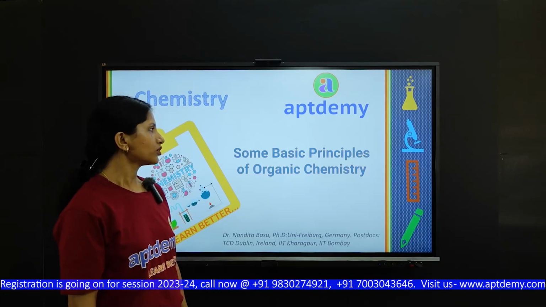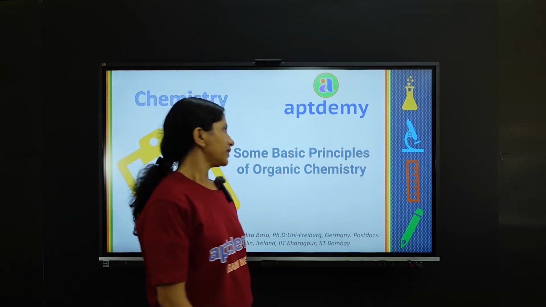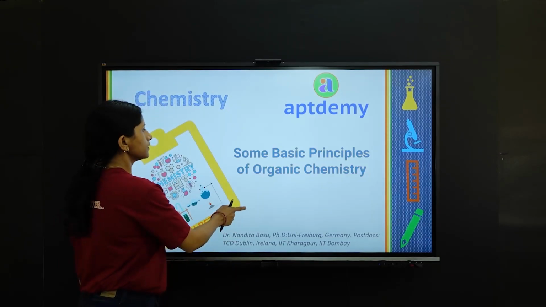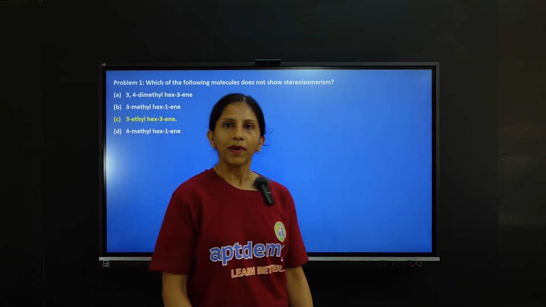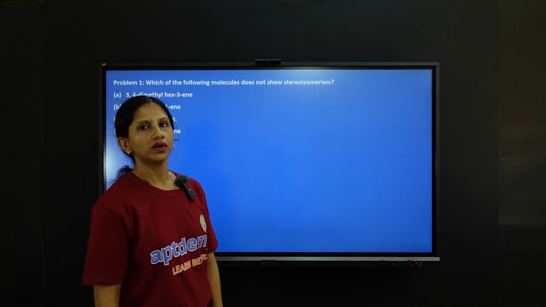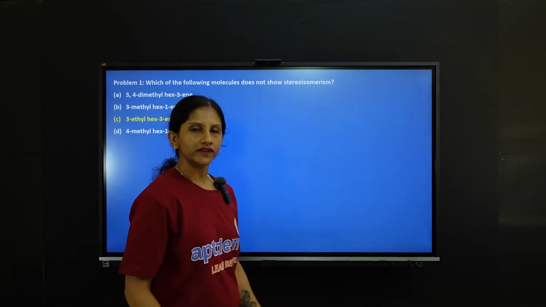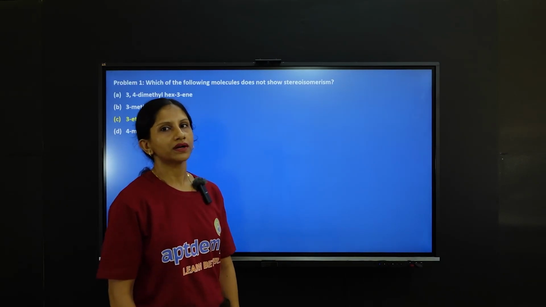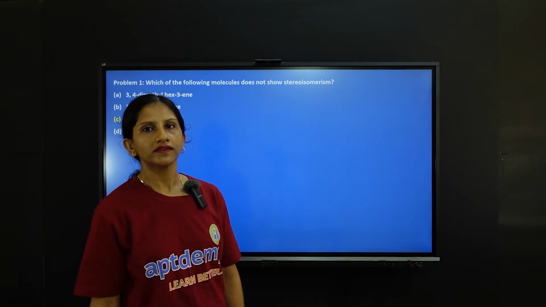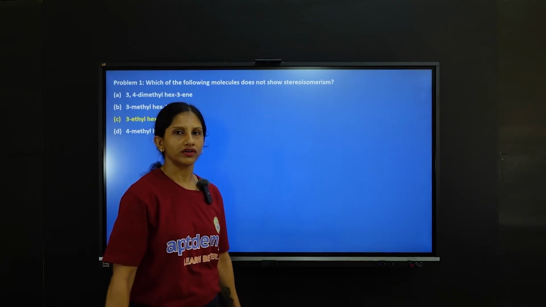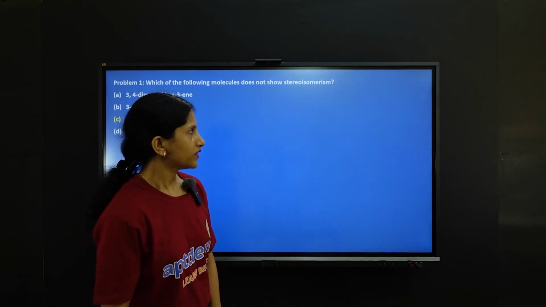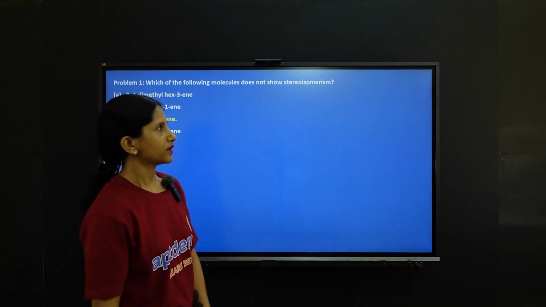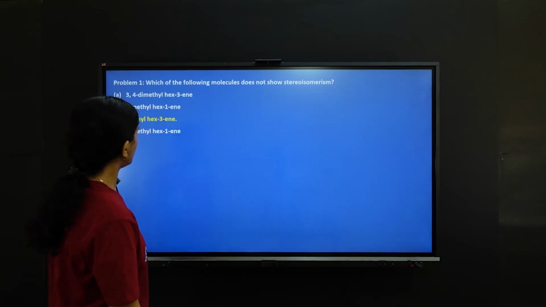I am not going to discuss the basic principles in detail here, but let's move on to the problems. Organic compounds play an important role in our body processes and other biological processes, and they are important not only industrially but in our day-to-day life. Without these organic molecules or compounds, we cannot run our day-to-day life easily. So it's very important to know the basic principles of organic chemistry. Now with this, let's start the problems.